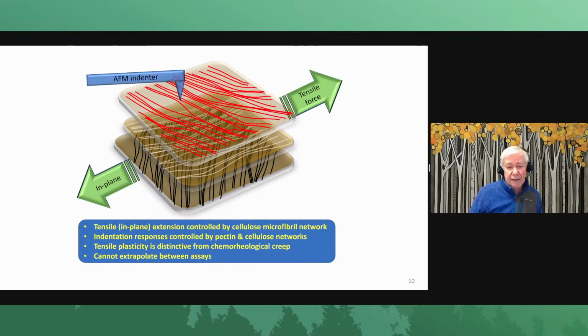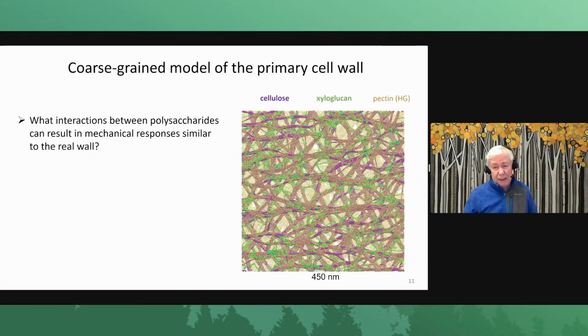So those are the empirical results, and at that point we concluded that the tensile, the in-plane extension of the cell wall, was controlled by the cellulose microfibril network. The indentation responses were controlled by pectin and cellulose networks. That plasticity was distinctive from creep, from this chemorheological creep, and we also concluded that it was not a safe approach to extrapolate from one type of assay to another. They reported on different kinds of properties of the cell wall. Cell wall has complex values.